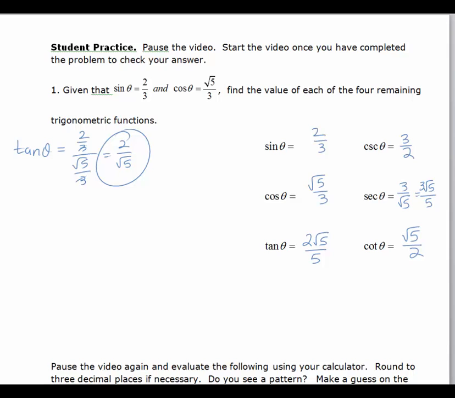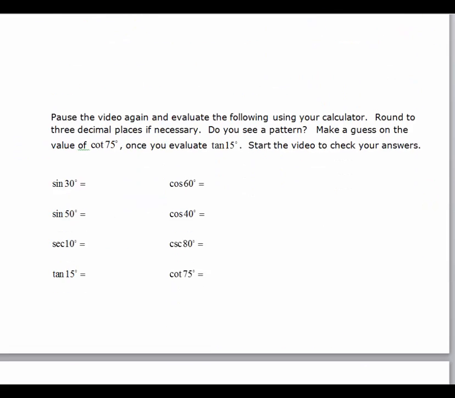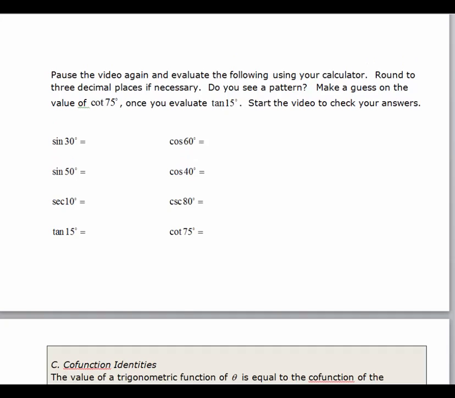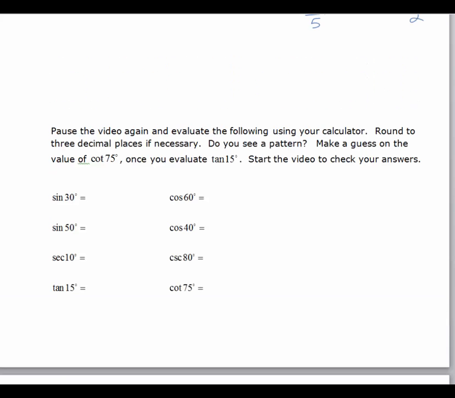So in the next part of this video, we're going to be looking at some other identities called cofunction identities. And before we do that, I'd like you to pause the video again, and we'll try to discover what these identities are before you look on the next page. And so you can use your calculator and evaluate these trigonometric functions, and look for a pattern across. And once you've evaluated them, on the very last one, I'd like you to evaluate the tangent of 15 on your calculator, but try to guess what the cotan of 75 is before you start the video.